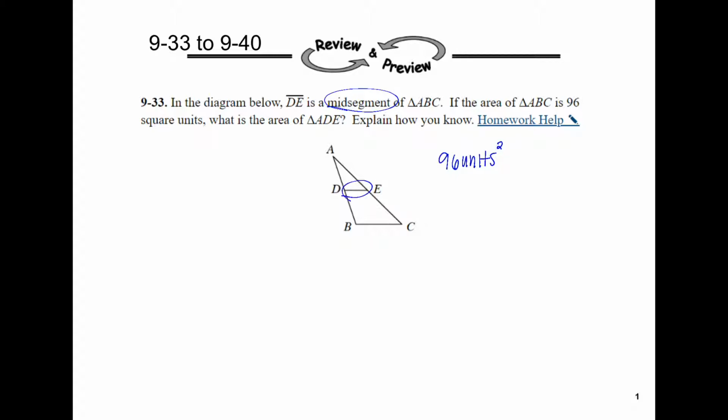So DE must be half the length of BC. So in terms of our ratio of the lengths, the ratio would be 0.5 or 1/2. In this case, they were talking to us about the area, so we know that we have to take that ratio and square it, which would give us 0.25. So 96 units squared times 0.25 would give us 24 units squared.